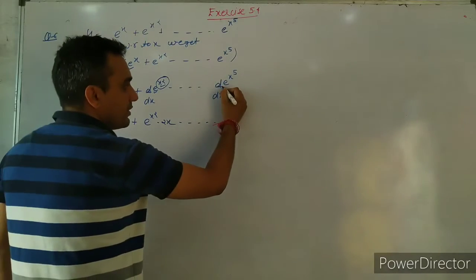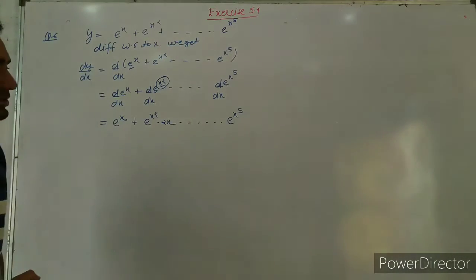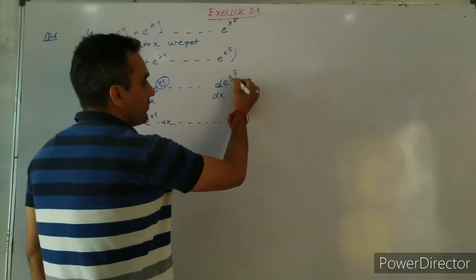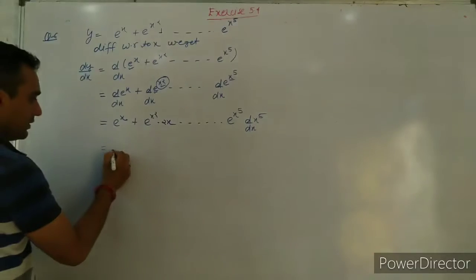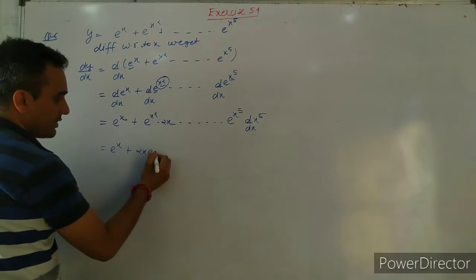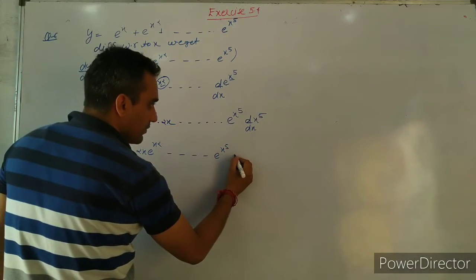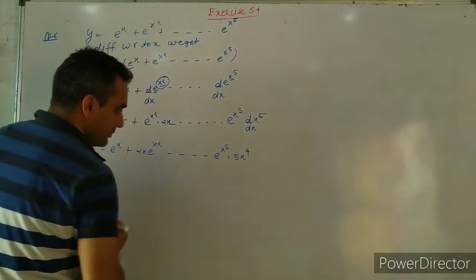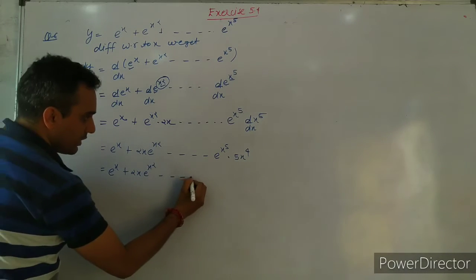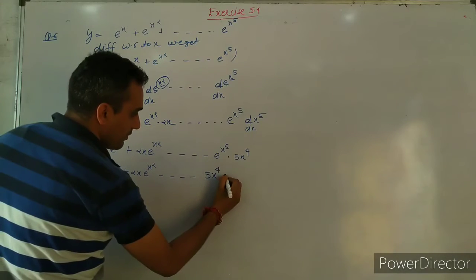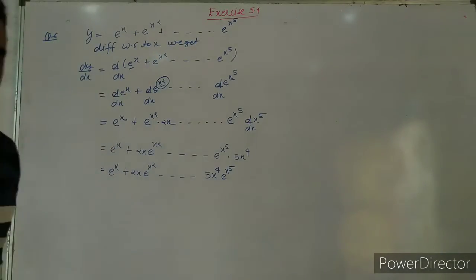Similarly, differentiation of e to the power x to the power 5 is like this, and then differentiation of x to the power 5. So e to the power x, 2x e to the power x square, 5x to the power 4 e to the power x to the power 5. This is our question number 6.